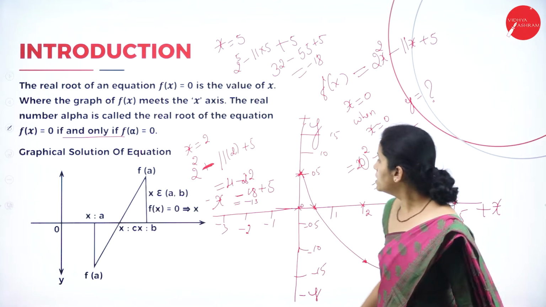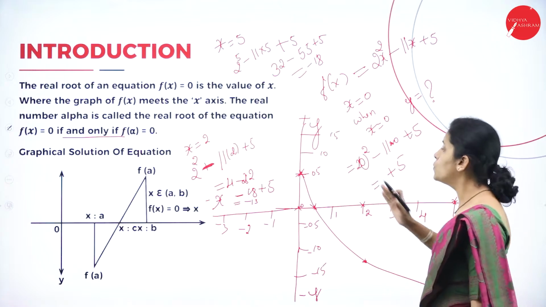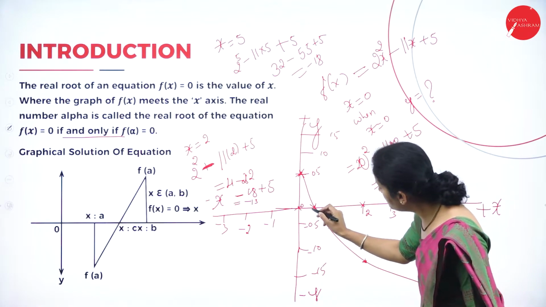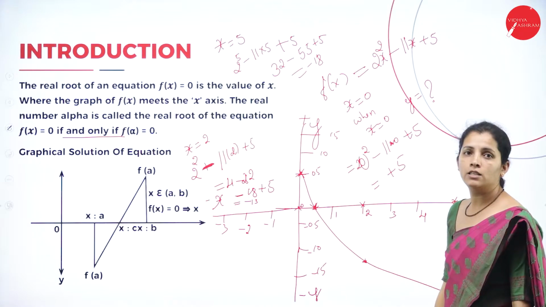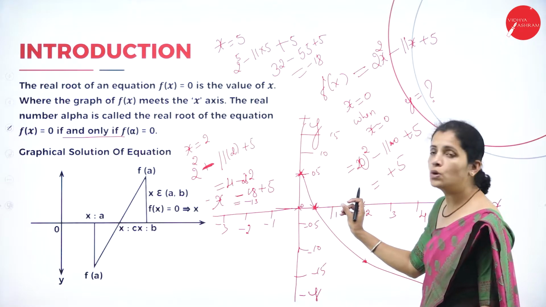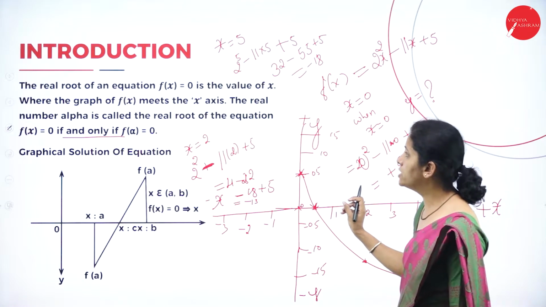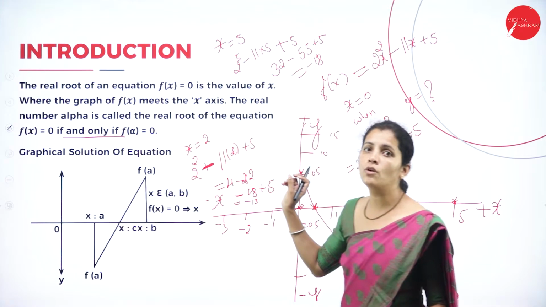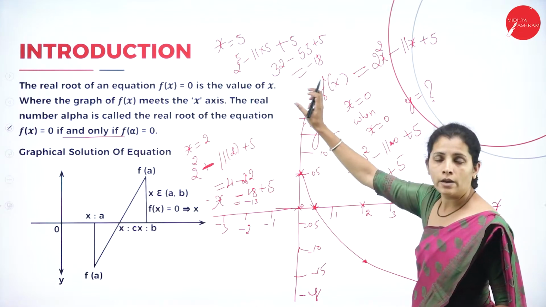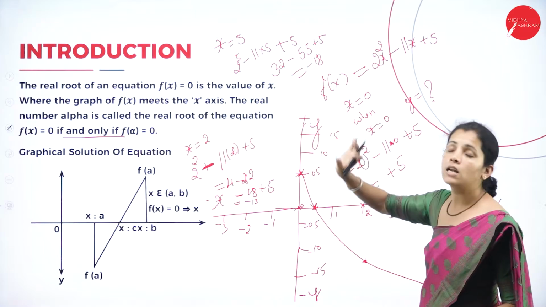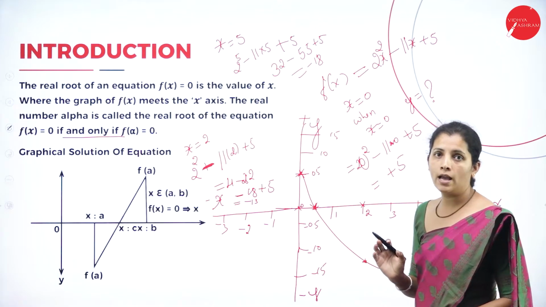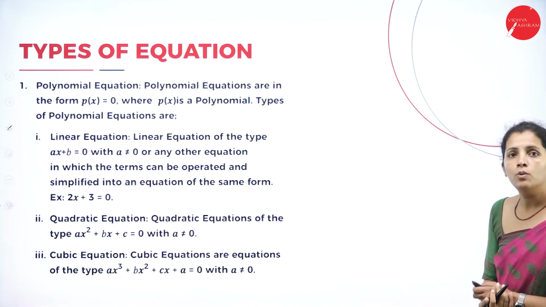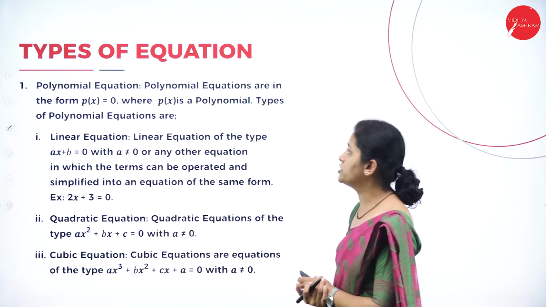So, when I draw the line from x to y or y to x, whatever the intersecting point I'm going to get, that is known as root of the given equation. So, what is the formula used to find out root of the given equation? What I want to do, I want to start substituting the x value in order to find out y value. Now, moving on to type of equation.